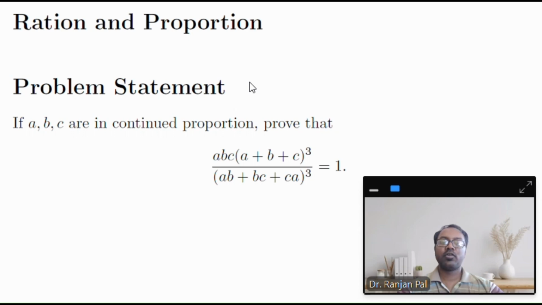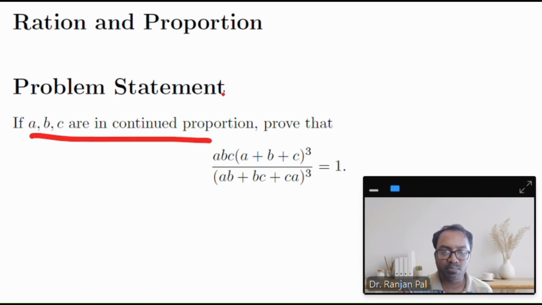Hello everyone. What if I tell you that a complicated expression with cubes and products can be simplified just by observation? Sounds surprising, right? Let's check how this can be done. We are given the condition that A, B, C are in continued proportion, and thus we need to prove that this expression is equal to 1.